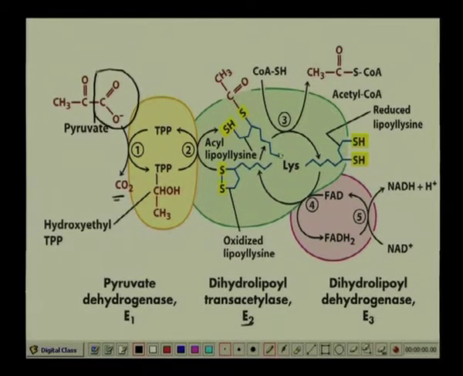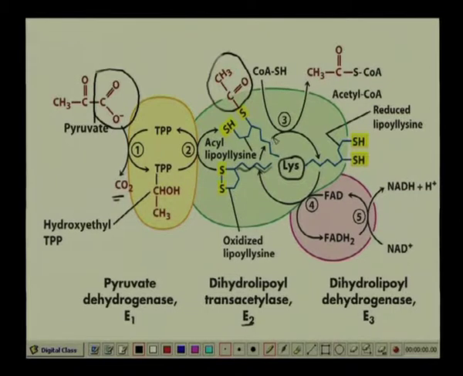So, this is the lysine. You see the lysine here, and what are these chains? These are the lipoic acid chains. Can you see the lipoic acid chains? These are the lipoic acid chains that have the dithiol, and one of the thiols picks up the acetyl and has it linked to the sulfur of the lipoamide, right, the lipoic acid part here.